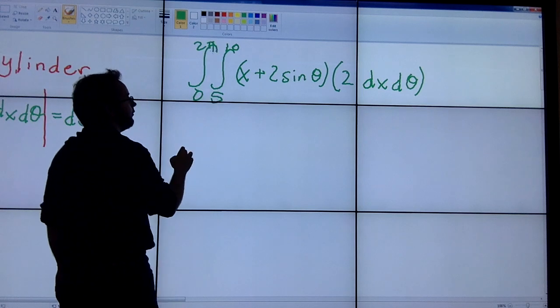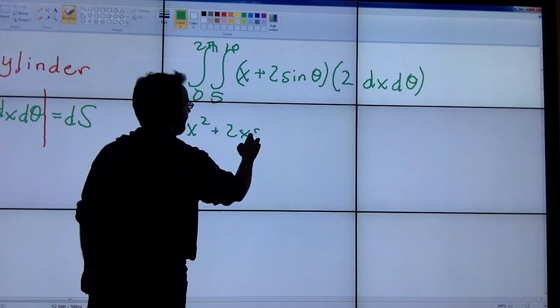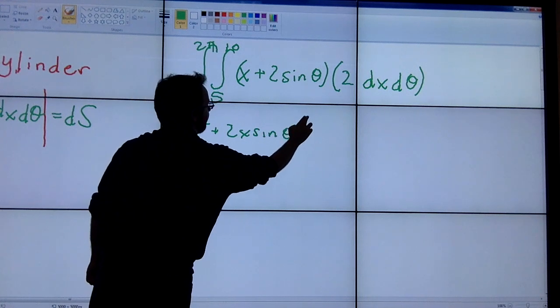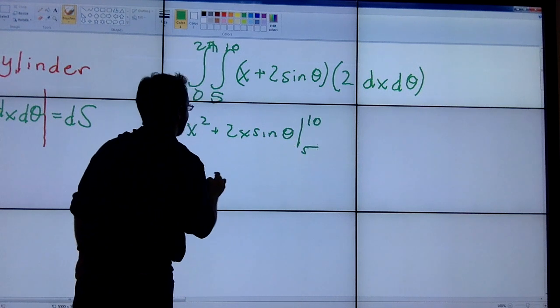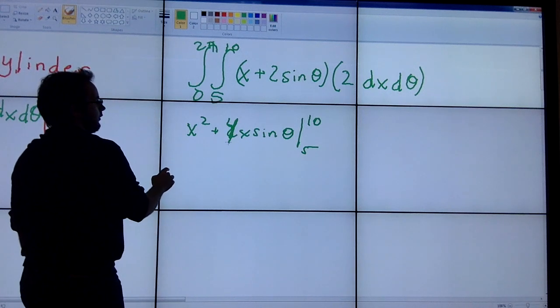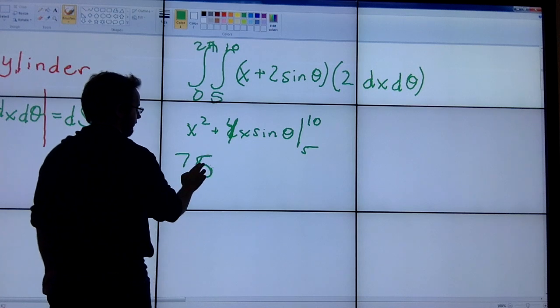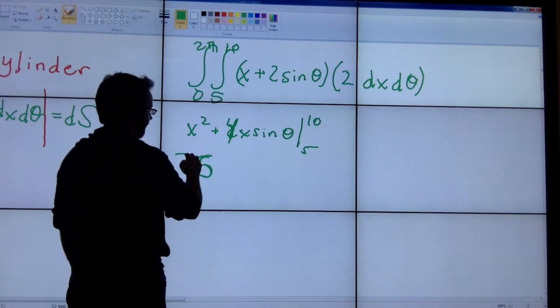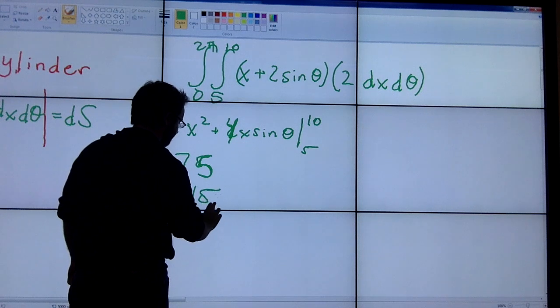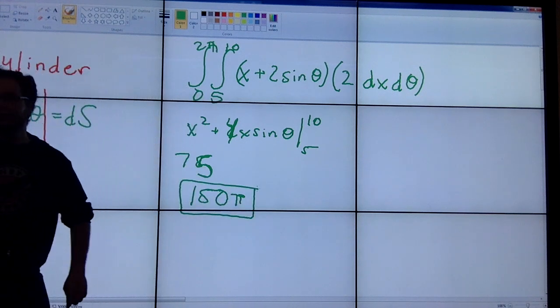This integration is pretty simple. This is going to be x squared plus 2x sine theta. Plug in 10, plug in 5, and take the difference. This is going to give us, oh, this should be a 4, 75. Then your answer is going to be 150 pi. Whatever your answer is, 150 pi. That's your answer. Cool?